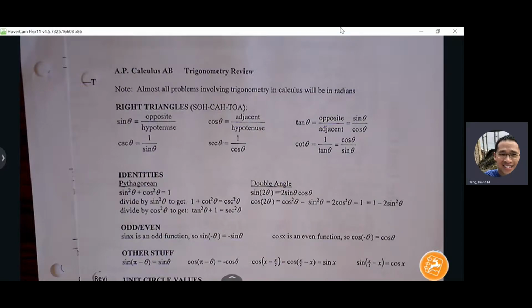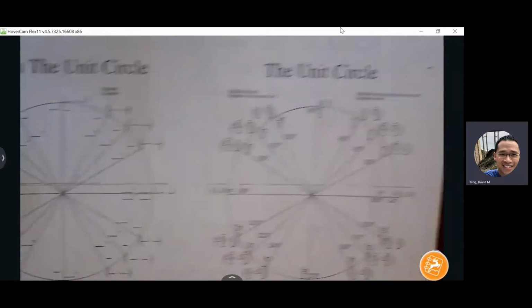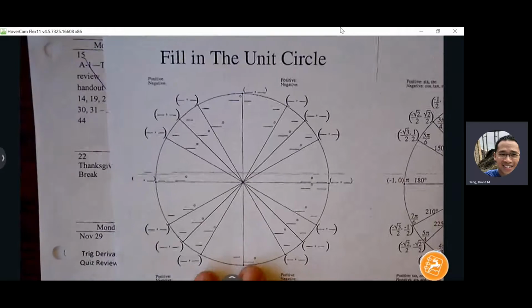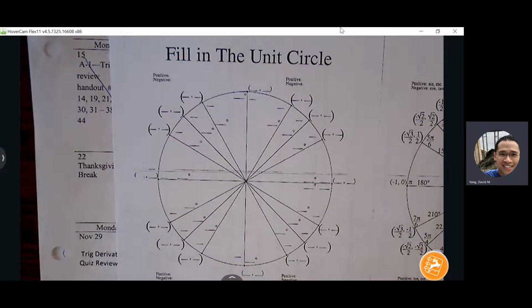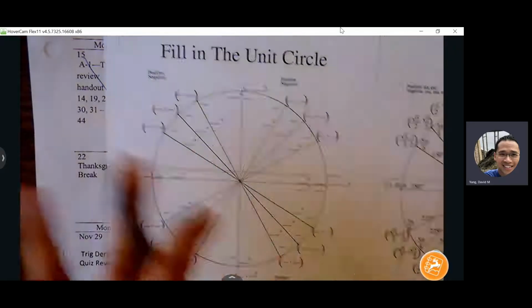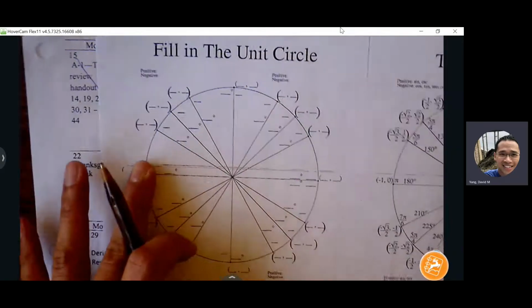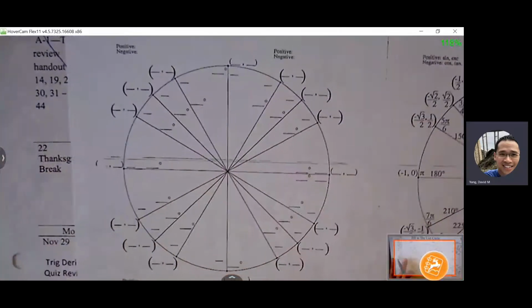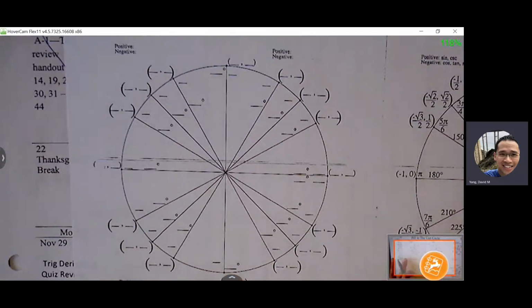Anybody missing the sheet? Okay, so if you can turn to the back, there's a filled out unit circle. There's one that's blank. I'll go through the one that's blank. I just want to make sure you feel comfortable filling out the unit circle and understanding how to use it to find sine, cosine, and the other trig function ratios.